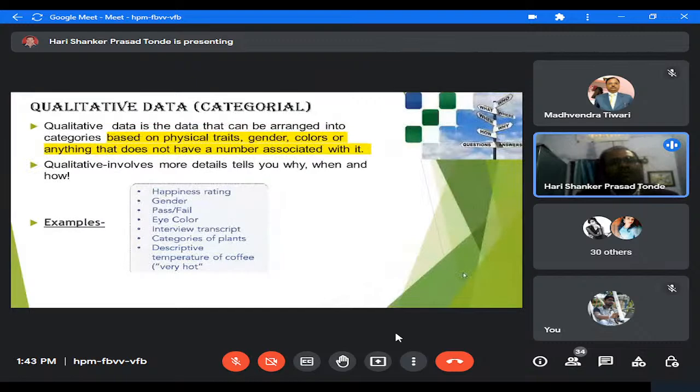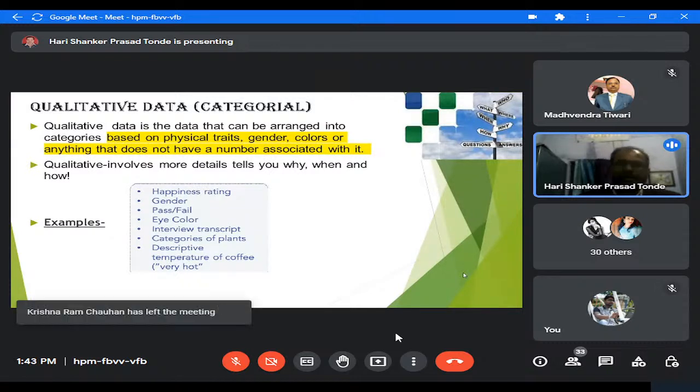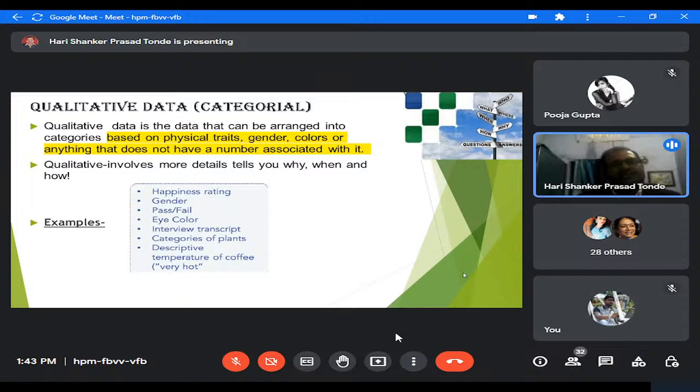What is qualitative data? Qualitative data is regarding categorical view. Qualitative data is the data that can be arranged into categories based on physical traits, gender, colors, or anything that does not have a number associated with it. It means qualitative data involves more details. It tells us about why, when, and how. When the researcher asks why, when, and how, qualitative data is able to answer it, but quantitative data will be answered in the form of numeric values.